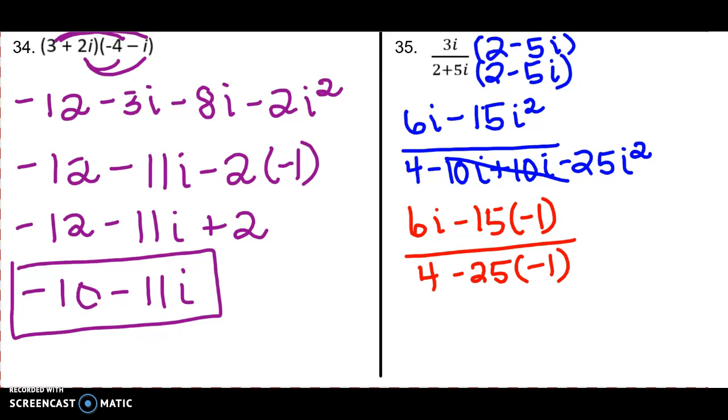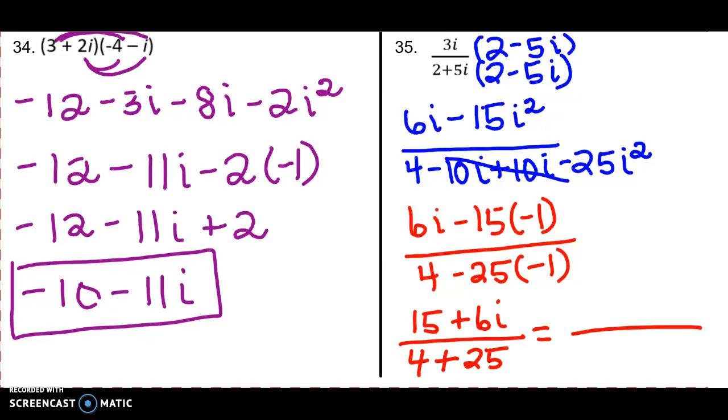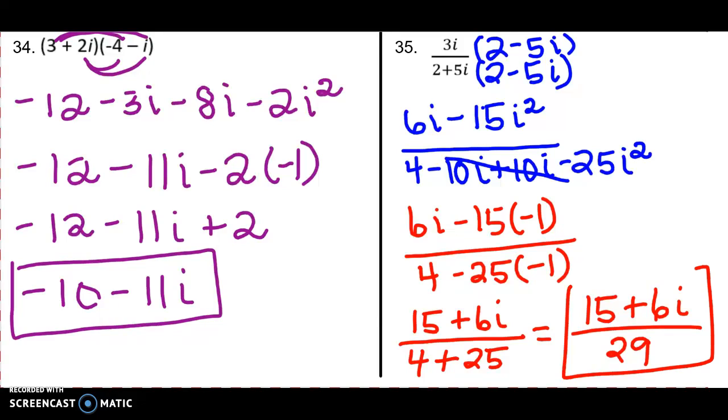Okay, so in the numerator, I'm going to write this with my whole number first. I have a positive 15 and I have a positive 6i. And in my denominator, I have a 4 plus, because I have a negative times a negative, 25. So now I can complete my answer. I have 15 plus 6i. I can't combine those. They're not like terms. And in the denominator, I can write 29. And that's it. The exam 2 review sheet is complete.